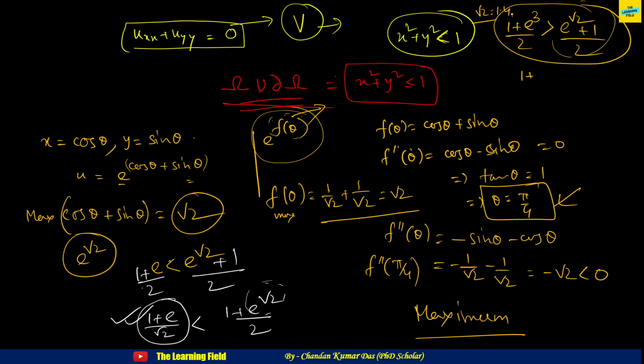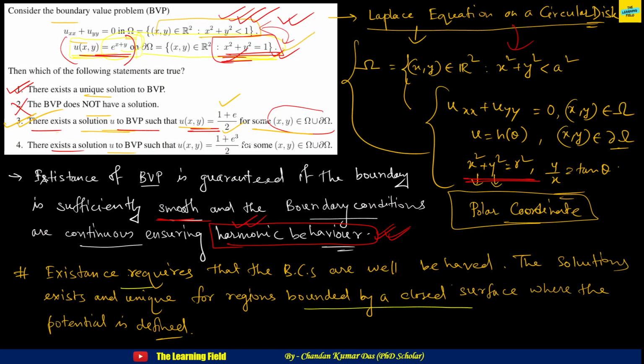That means this value is not contained in the given boundary. So this does not exist. This type of solution does not exist for the boundary value problem satisfying u(x,y) equal to 1 plus e to the power 3 by 2.